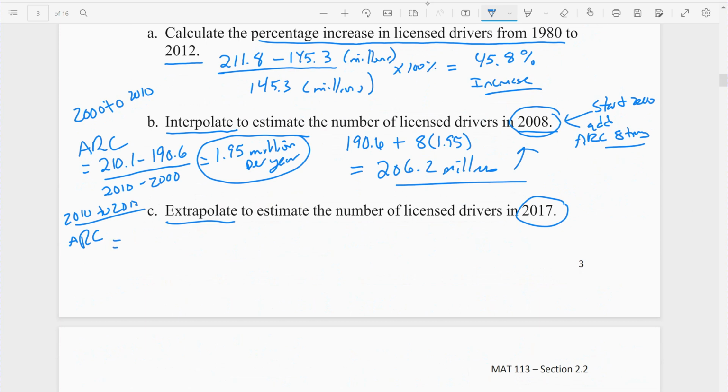All right, so 2012 was 211.8. 2010 was 210.1. So 1.8 divided by 2 comes out to 0.9. Remember, million people per year.